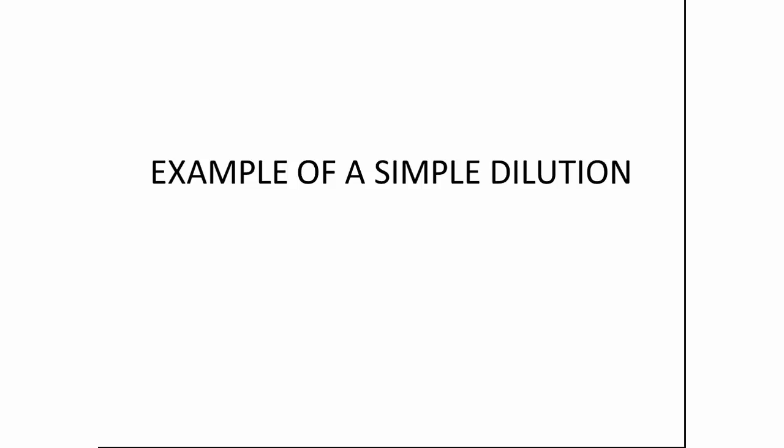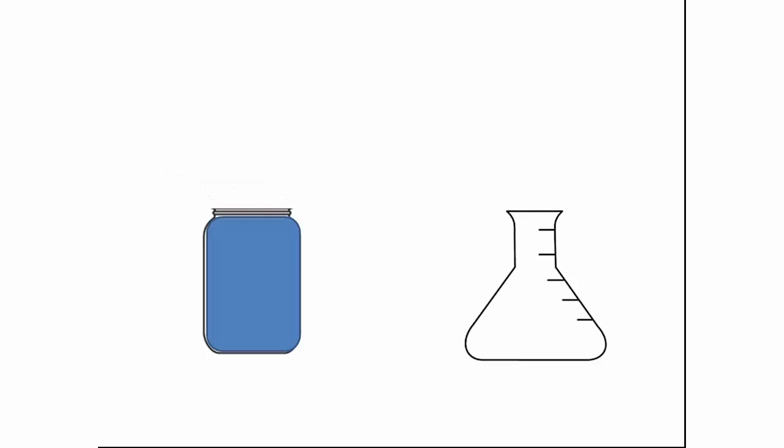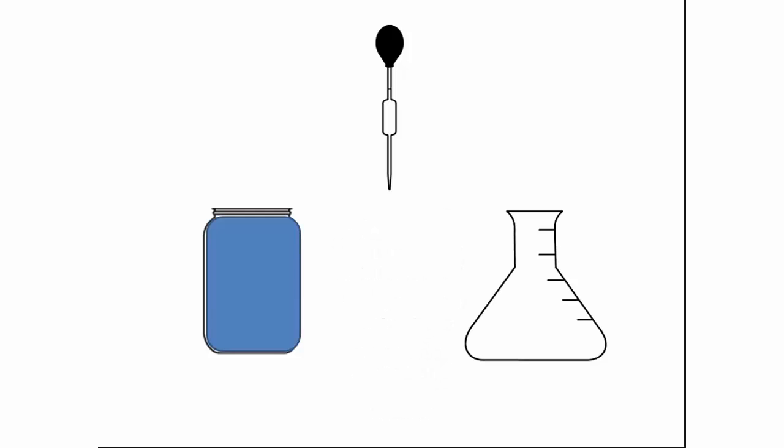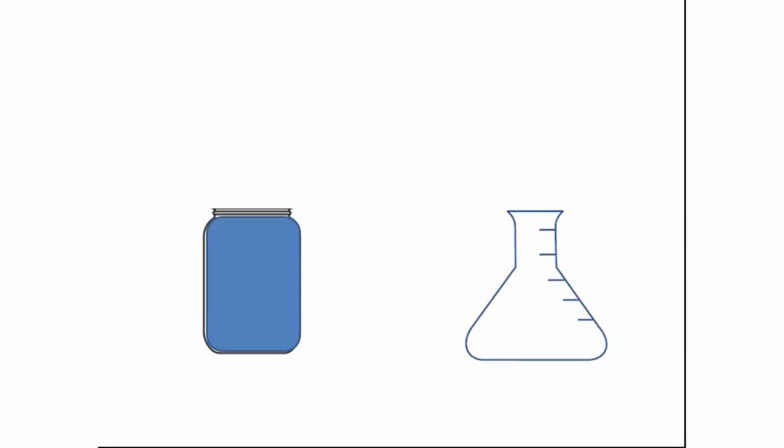Now let's take a look at another example of a simple dilution. Here we have our surface water sample, and we have a flask with 90 mL of sterile water. We'll make sure that our sample is completely mixed, and then use a pipette to remove 10 milliliters of sample water. We'll take that and add it to the flask. So now the flask has 100 milliliters. We'll shake it all up, and then we can conduct our test.